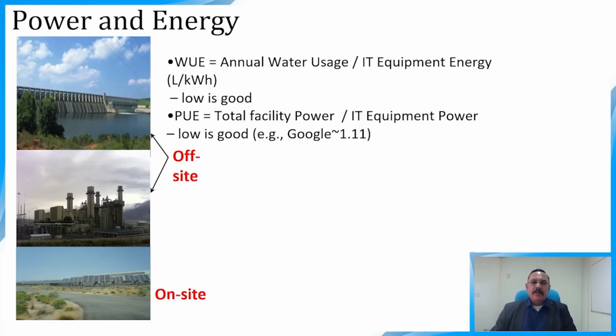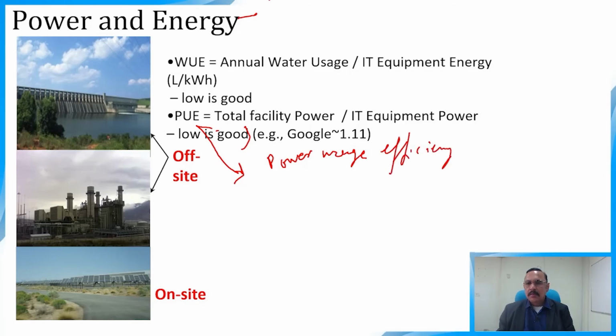So, power usage efficiency is a metric. PUE is called power usage efficiency. So, power usage efficiency is total facility power divided by IT equipment power. So, low is good. So, Google says that it is achieving 1.11, that is power usage efficiency.